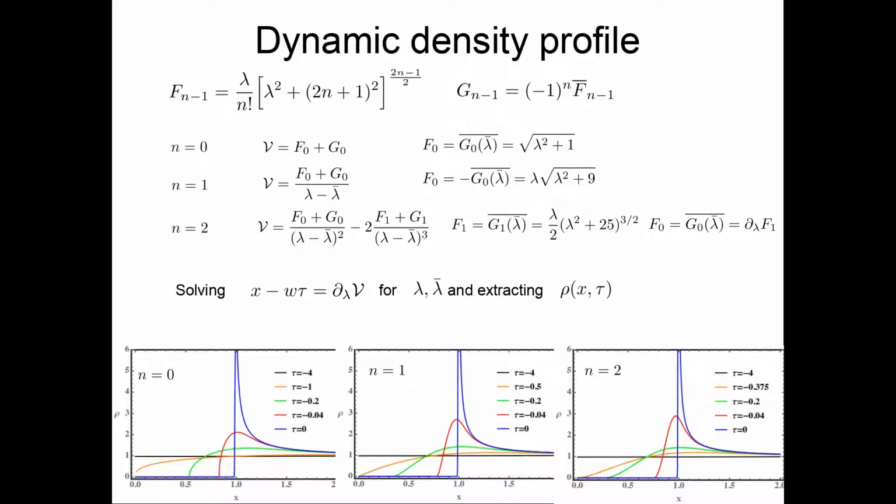So this is the full solution for 3 values of n. These functions can be found by tedious but pretty much straightforward calculations, and one can solve for these 3 cases the explicit dependence of density on the evolution of density. So this is the case of free fermions.